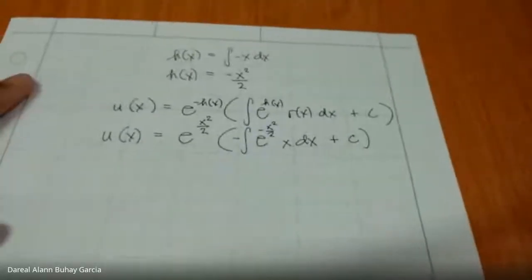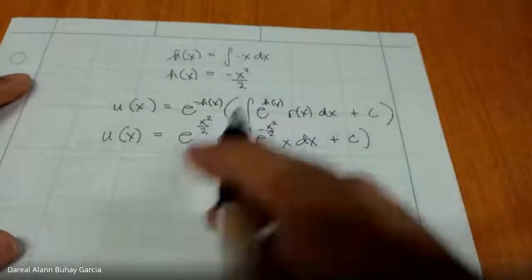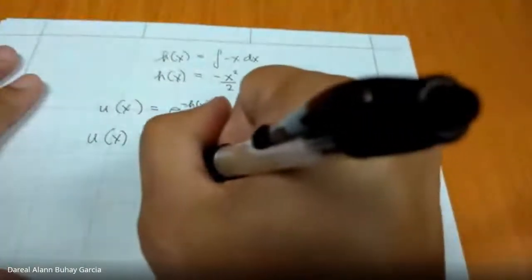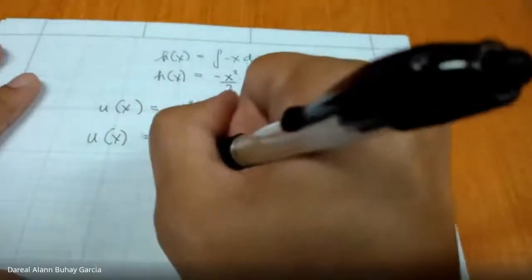Again, this is u substitution. But let's not use u, since u is already used. Let's use another letter instead. Let's use z. Z substitution.